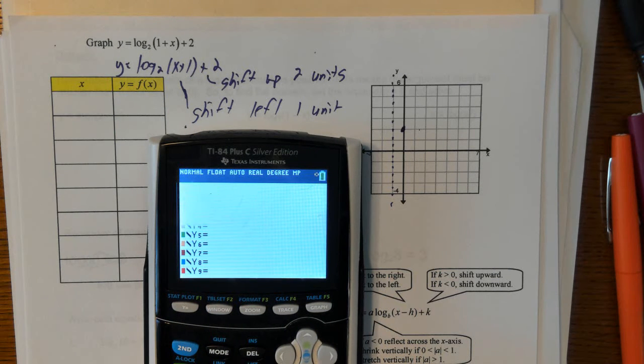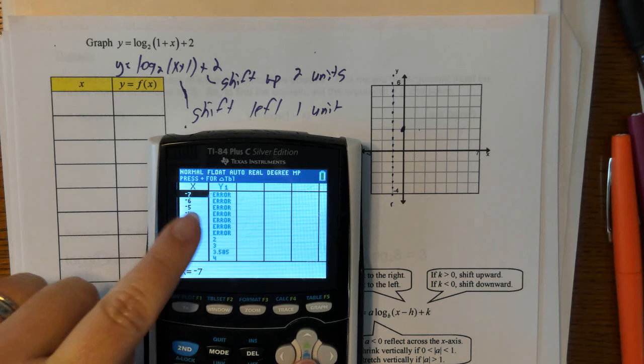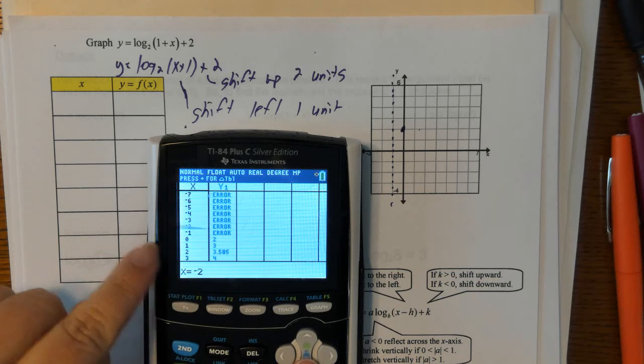So hit the math button and arrow down to the log base. And that's where you can tell it that you want the base to be 2, that you want your argument to be 1 plus x or x plus 1, and then arrow out of the parentheses to hit the plus 2, okay? And if you look at your table of values, notice a bunch of these say error. We'll talk about that in a second.